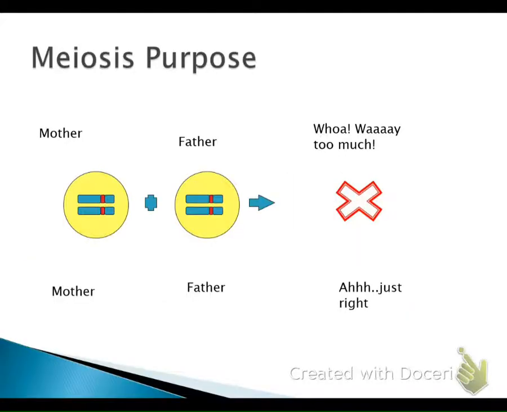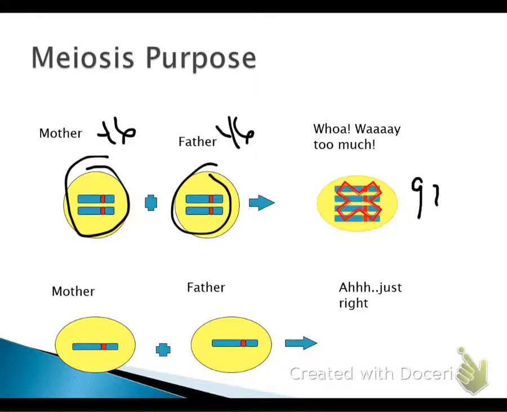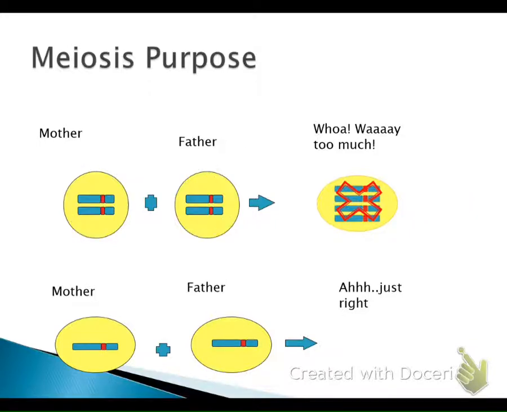So the first purpose of meiosis is, again, you need to halve the number of chromosomes. If you had 2 copies of the chromosomes from mom, so 46, and 46 from dad, you would have 92 at the end. So meiosis halves your number again, so instead of 46, you're going to get 23 from mom and 23 from dad. So you wind up with the perfect number of 46 at the end.